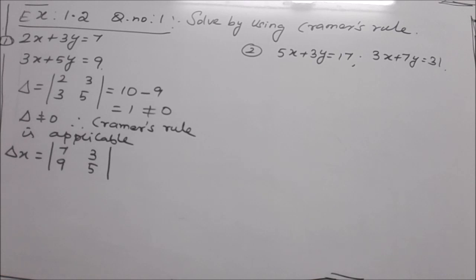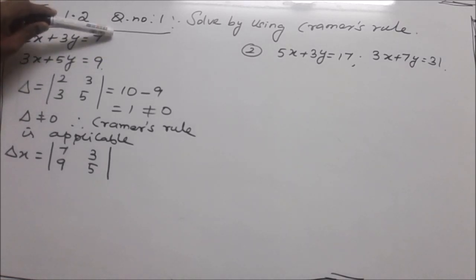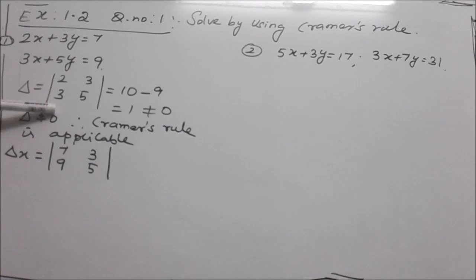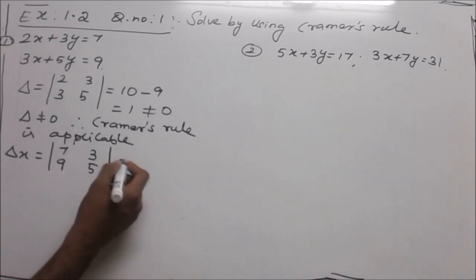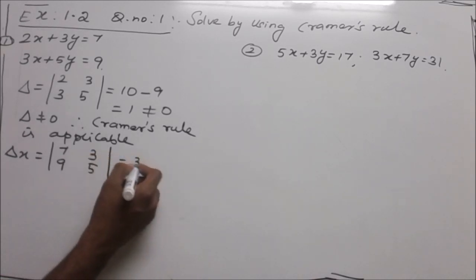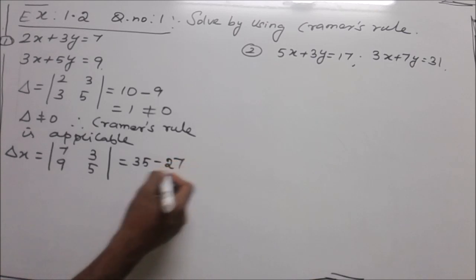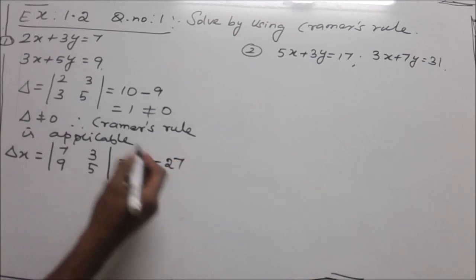Now we have to find two more values, delta x and delta y. To find delta x, replace the coefficients of x in delta by the constant terms 7 and 9. The remaining column is kept as it is, 3, 5. Now calculating the value, that is equal to 35 minus 27 equal to 8.